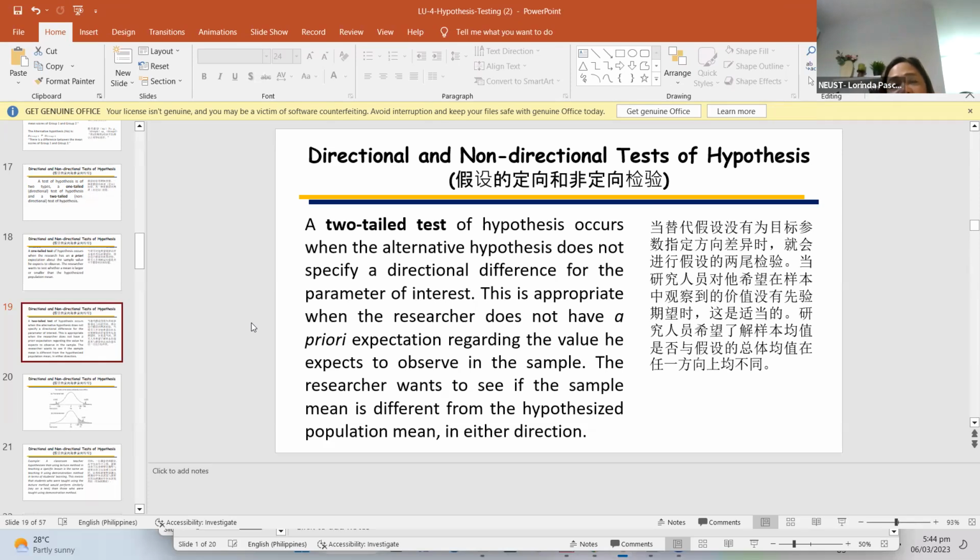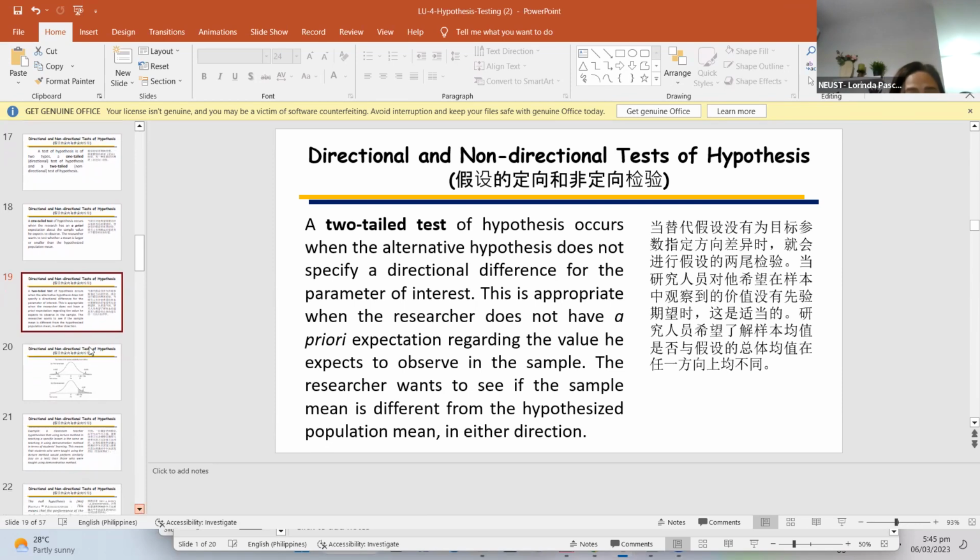So if you want to see whether there is a significant difference and you are expecting that the scores of the students will be higher because you conducted a remedial examination, may direction ka which is one-tailed. Sa two-tailed, you do not have expectation. Either mababa yung score, na gusto mong malaman if there is a difference, either mababa or mataas. So there is no specific direction because you do not have a priori expectation that you expect to observe in the sample. So that is a two-tailed test.